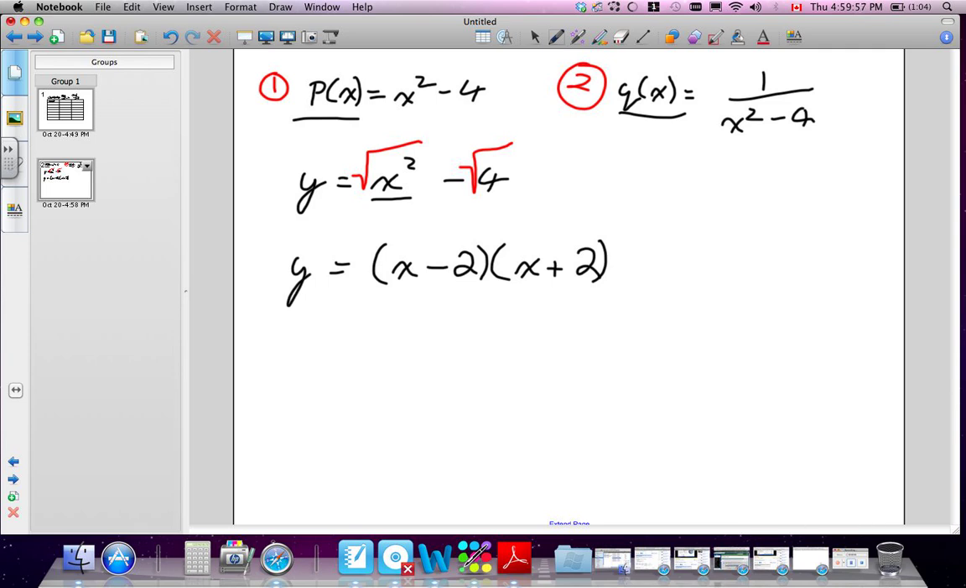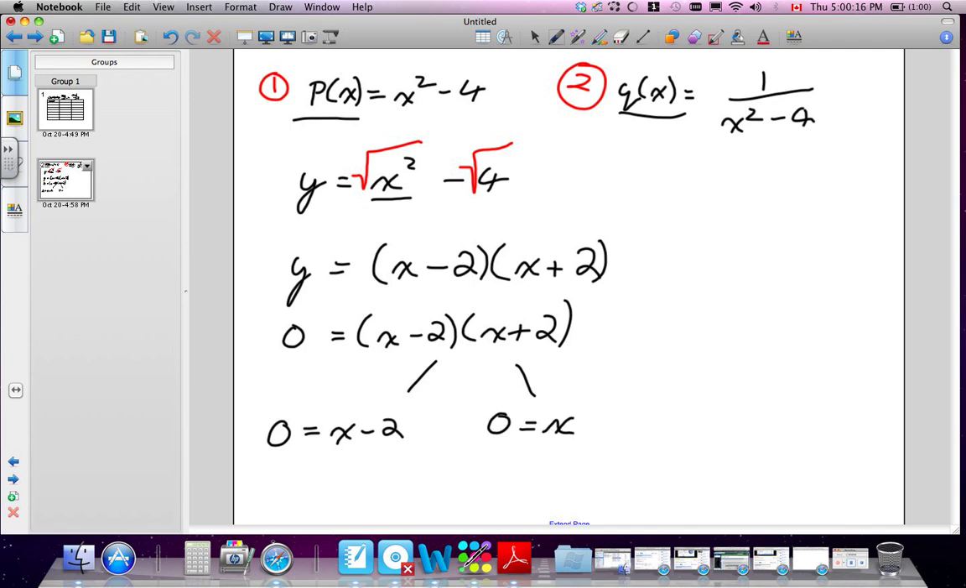Now they're asking for zeros, which means they're looking for either our x-intercepts or asymptotes. So we're going to set our y equal to 0 in this one. So we set y equal to 0, we get (x minus 2)(x plus 2). Does this ring a bell? Yeah. We split them. We set each of the brackets equal to 0. And our two zeros in this equation are x equals 2 and x equals negative 2. Does that make sense? Yeah.